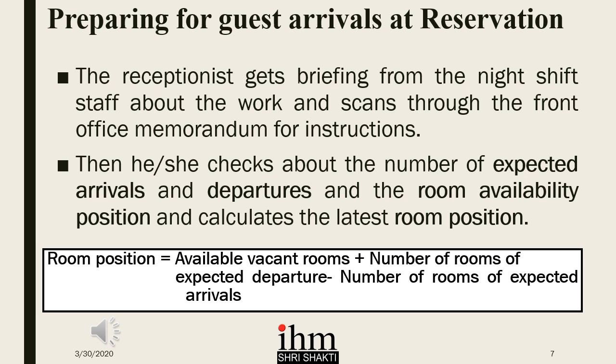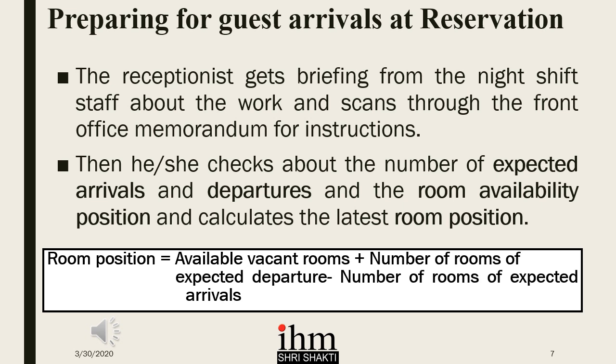Depending upon the system used, the expected arrivals are found from the movement list. Information about vacant rooms can be found from the room rack, the housekeeper's report of available rooms, or from the PMS. While calculating room position, the receptionist has to consider factors such as out of order rooms, early arrivals, early departures, in addition to expected arrivals and expected departures.